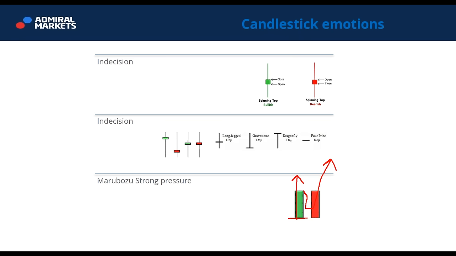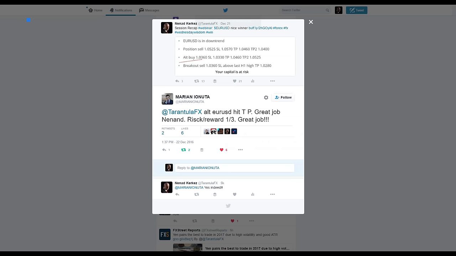For example, a tweet from a trader today, I will show you now. Okay, here you see a tweet, and this was a buy position at 1.0360. If you followed it, you see what the TP was, 100 pips to the upside with only a 30 pip stop loss.